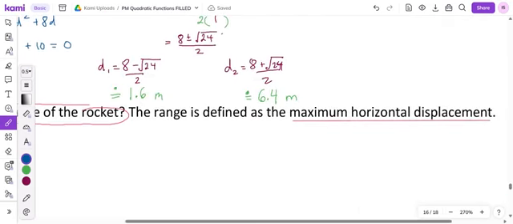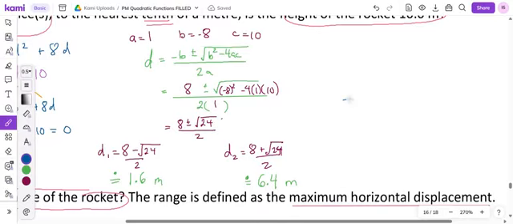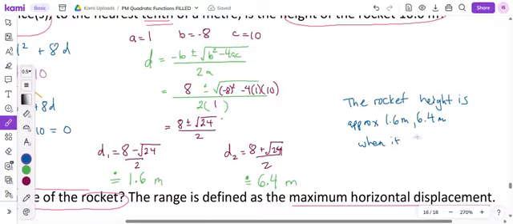Okay, the rocket height is approximately 1.6 meters and 6.4 meters when its height is 10 meters, right? You could have changed the wording here, but again, we're communicating the distance I found is a horizontal distance, not a vertical, because the vertical is 10 meters.